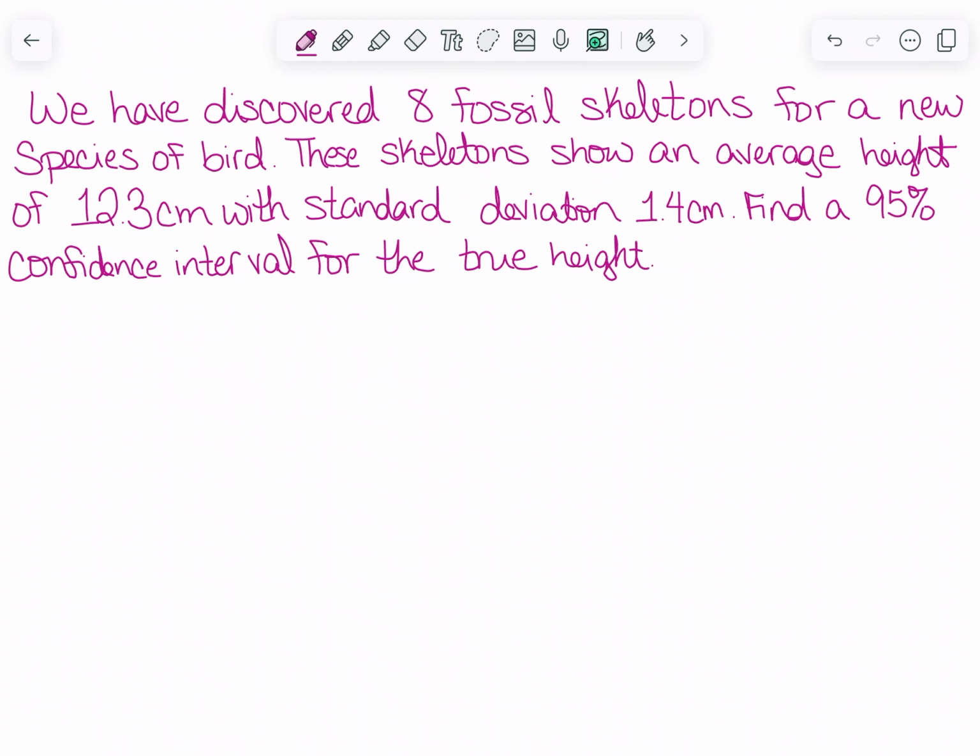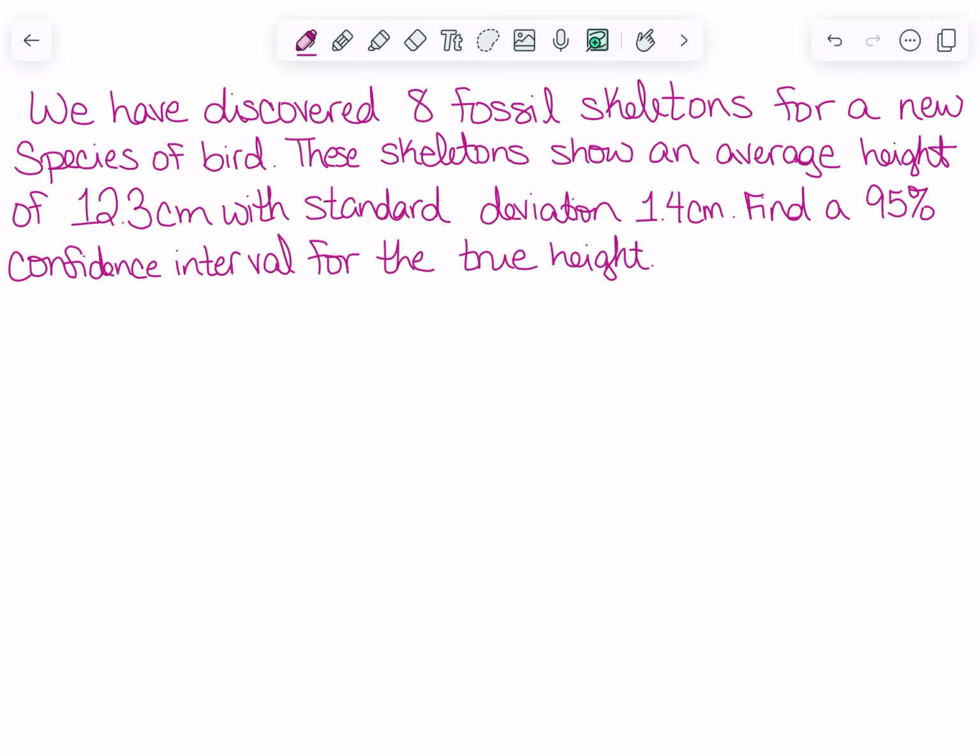Let's suppose we discover 8 fossil skeletons for a new species of bird. These skeletons showed that these birds had an average height of 12.3 centimeters with a standard deviation of 1.4 centimeters. And we want to find a 95% confidence interval for the true height of this new bird.